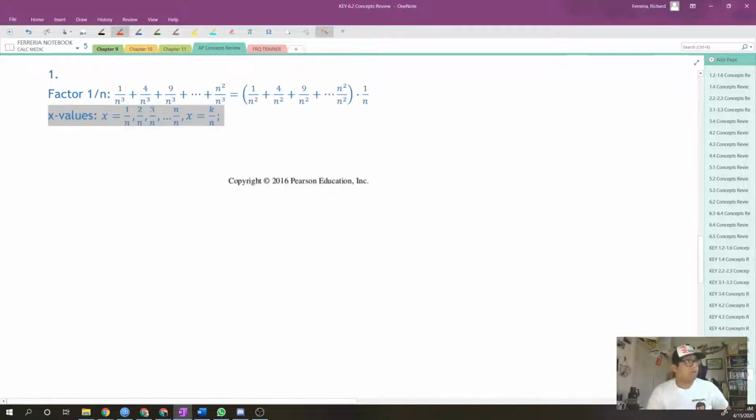Next step that you're going to do is figure out the x values. Okay, so we've got 1 over n, 2 over n, 3 over n, n over n, and x is going to be k over n. Okay, so remember, you're trying to figure out x. You're trying to basically unlink x from f of x. So this part gets a little bit strange.